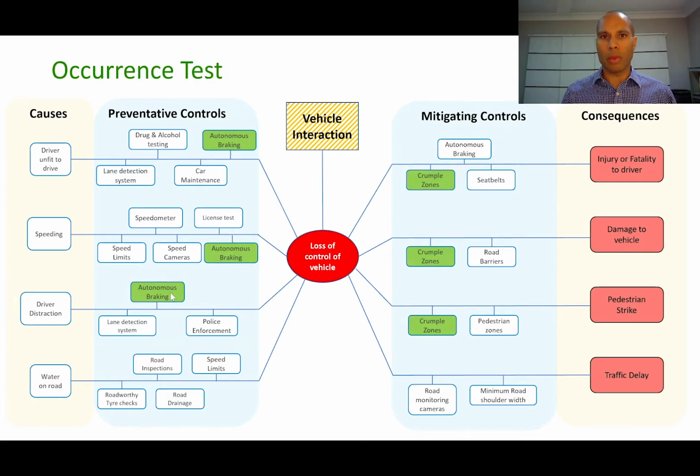And then the third aspect that we talked about is the occurrence test. So is it across multiple unwanted events or hazards? And you can see here highlighted in green, we can see autonomous braking appears across multiple lines of prevention for a loss of control of vehicle. And similarly, on the mitigating control side of things, we can see crumple zones as a mitigating control appearing across multiple line items. So according to the occurrence test, we could probably class autonomous braking as a critical control and crumple zones also as a critical control.